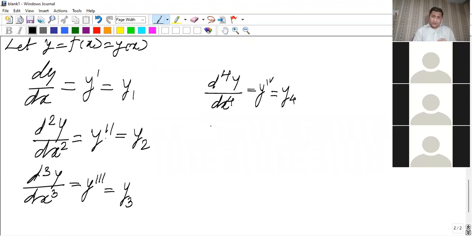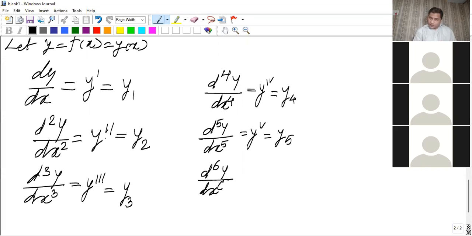Now again I differentiate this. So d5y by dx raised to 5, and this is the fifth order derivative. So we do write it like this. Again I differentiate this. So I'll be having d6y by dx raised to 6, and this is in Roman. So we'll be having it again in suffix notation. So we got the sixth derivative here.